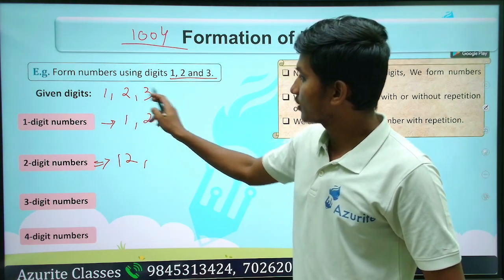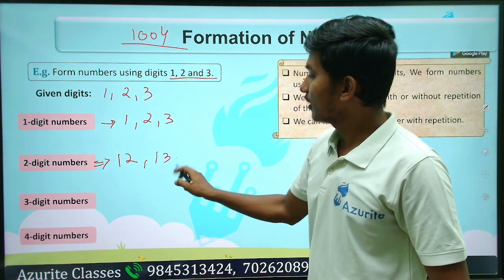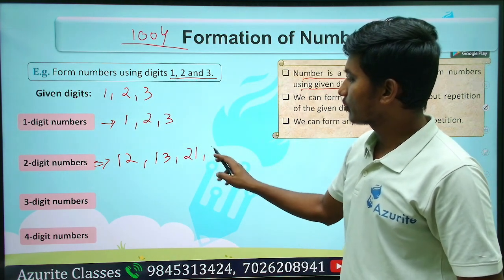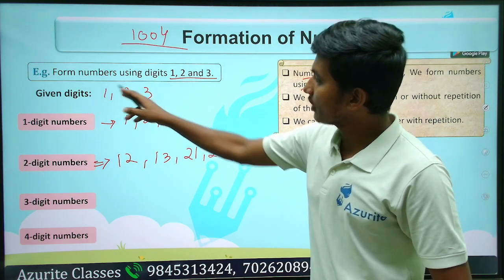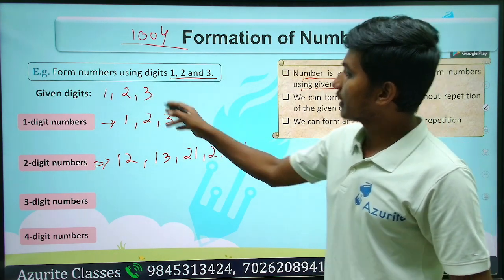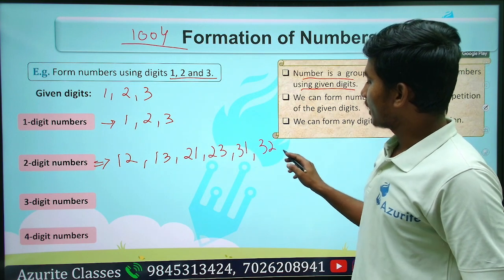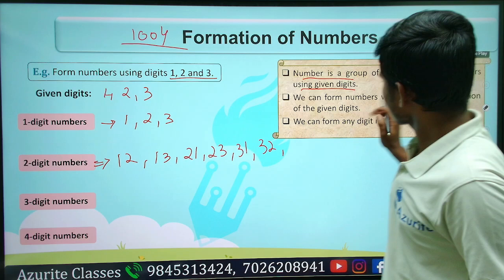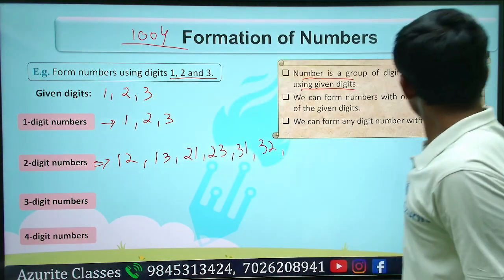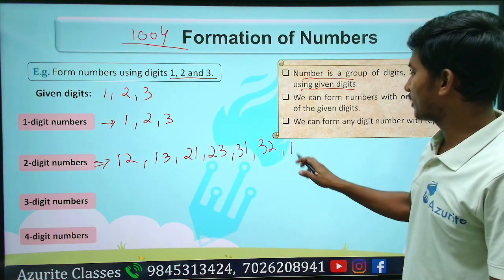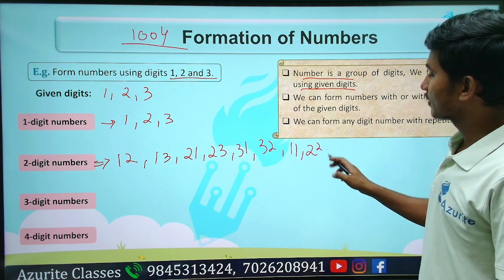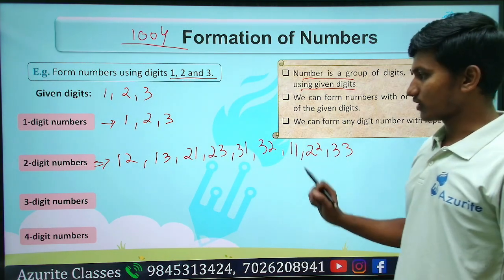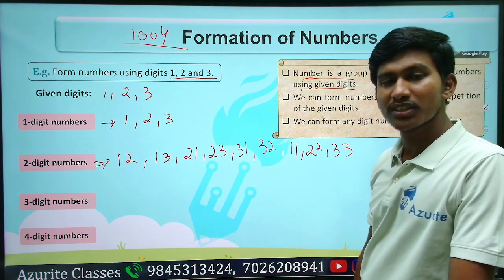12 and then 1 and 3, 13, right? If you take 2 and 1, 21, 2 and 3, 23. 3 and 1, 31, 3 and 2, 32, and then 1 and 1. Can we take 1 and 1 also? 11. Yes, 1 and 1 will be 11, 2 and 2, and then 3 and 3. So these are all the possible 2 digit numbers we have written. This is how we form the numbers, isn't it?